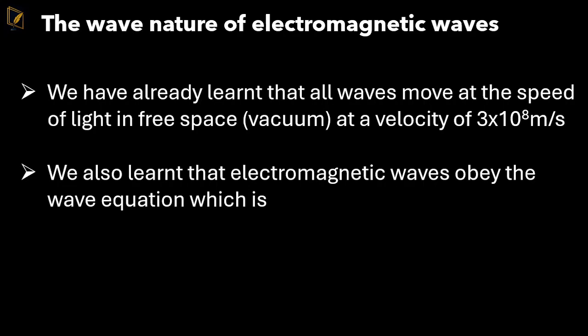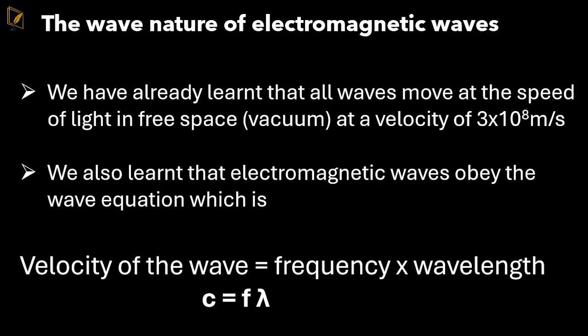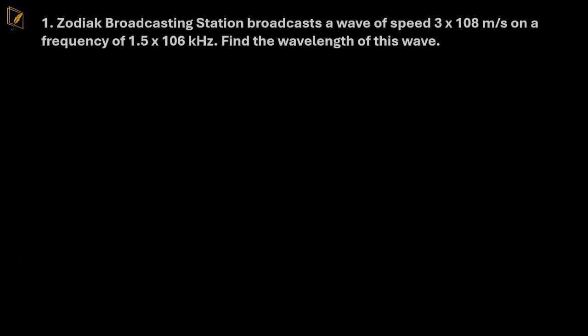We also learned that the electromagnetic waves obey the wave equation, which is velocity of the wave is equal to the frequency times the wavelength. The velocity can be written by the c or v, which is equal to the frequency f times the wavelength, represented by this other symbol. So from there on, we can have some other calculations.